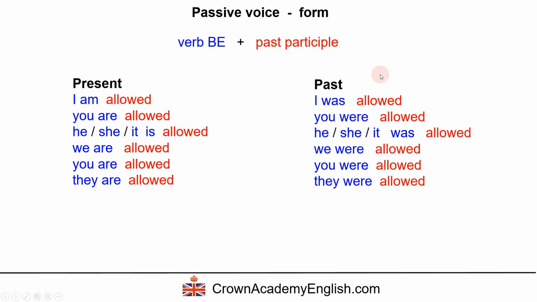And the past tense, so the past tense of the passive voice, the only thing that changes is the tense of the verb be. So the verb be is now in the past tense. I was, you were, he was, she was, it was, we were, you were, and they were. And always with the past participle, which does not change. Okay?